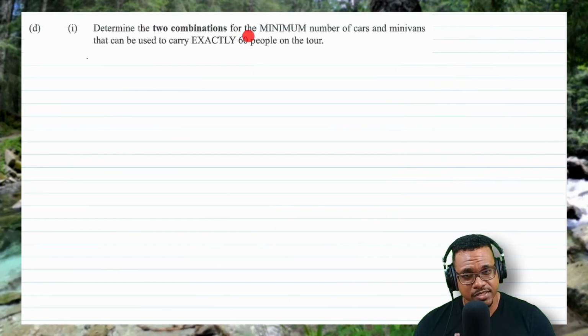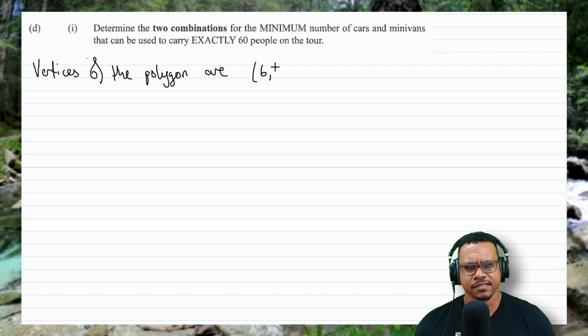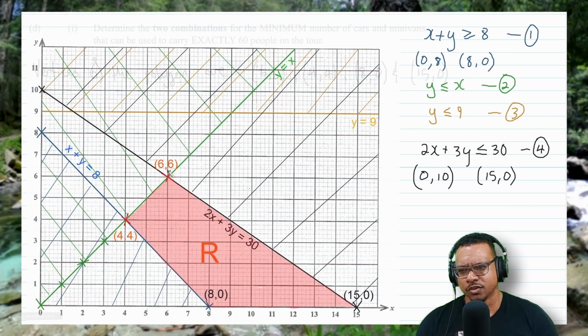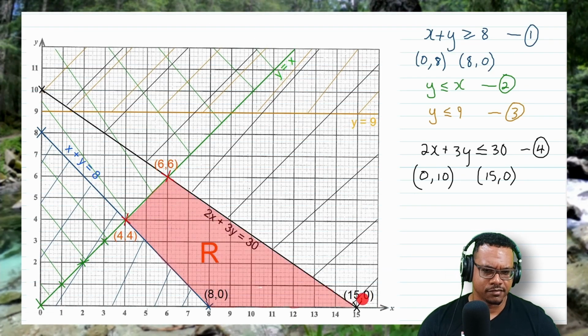So before I can answer this question, I'll take note of the vertices of the polygon. The vertices of the polygon are 6, 6, 4, 4, 8, 0, and 15, 0. So again, these are the vertices here: 6, 6, 4, 4, 8, 0, and 15, 0.